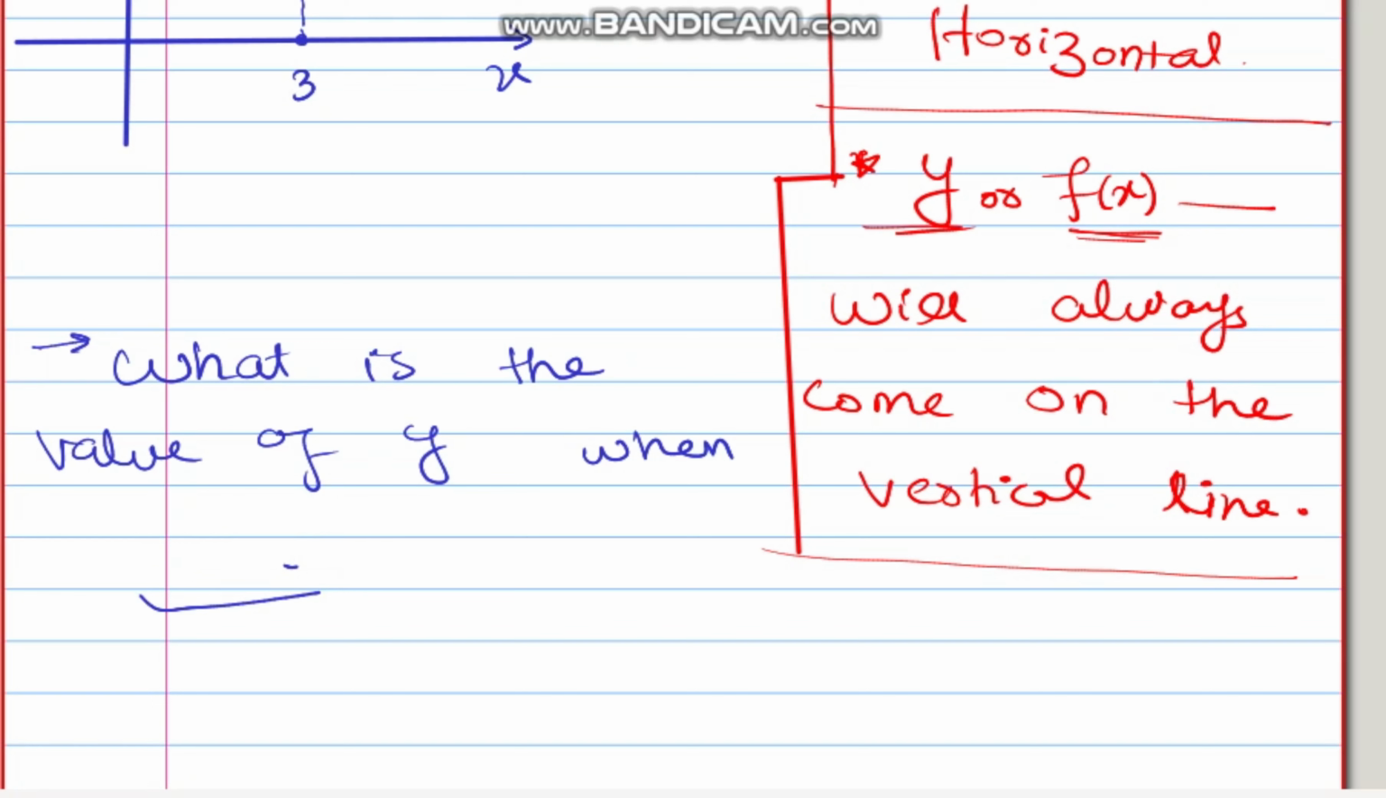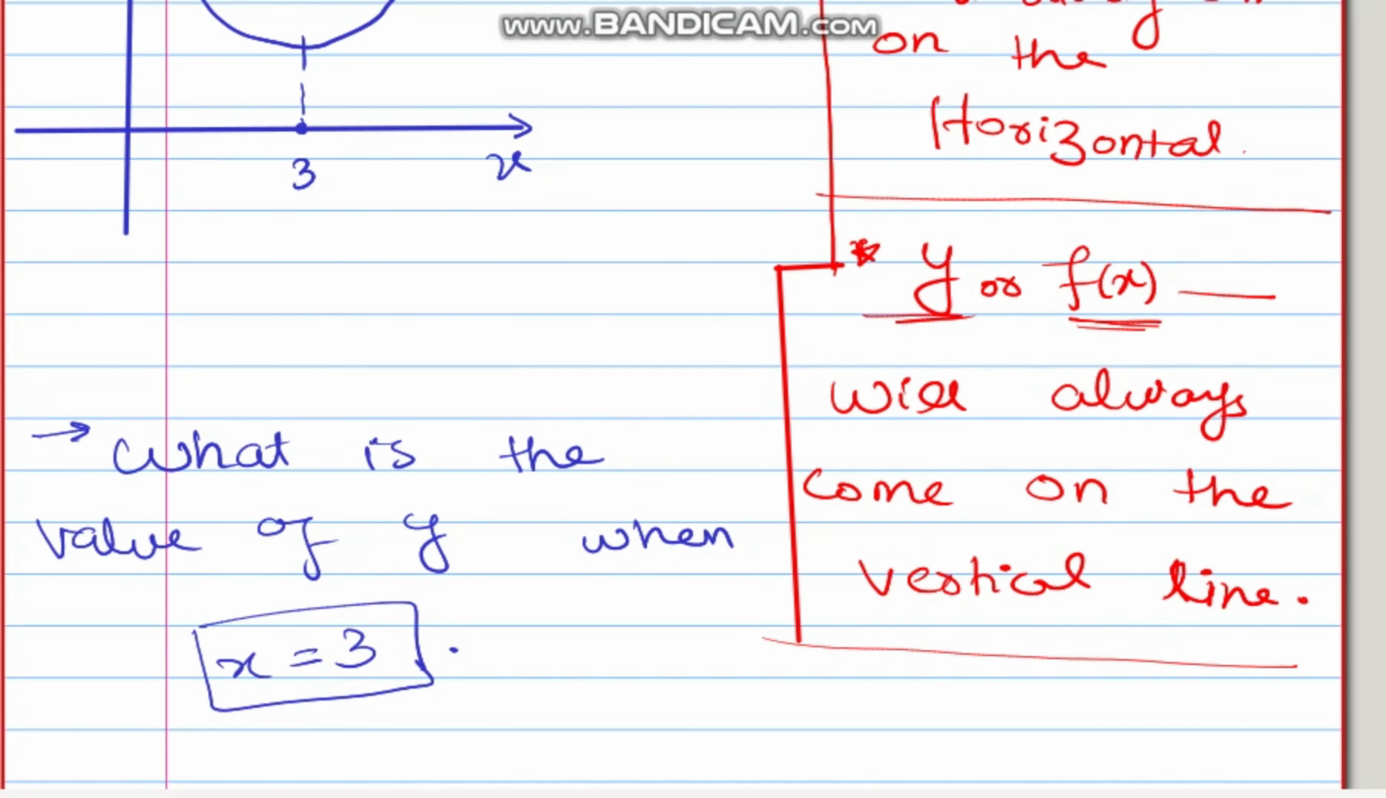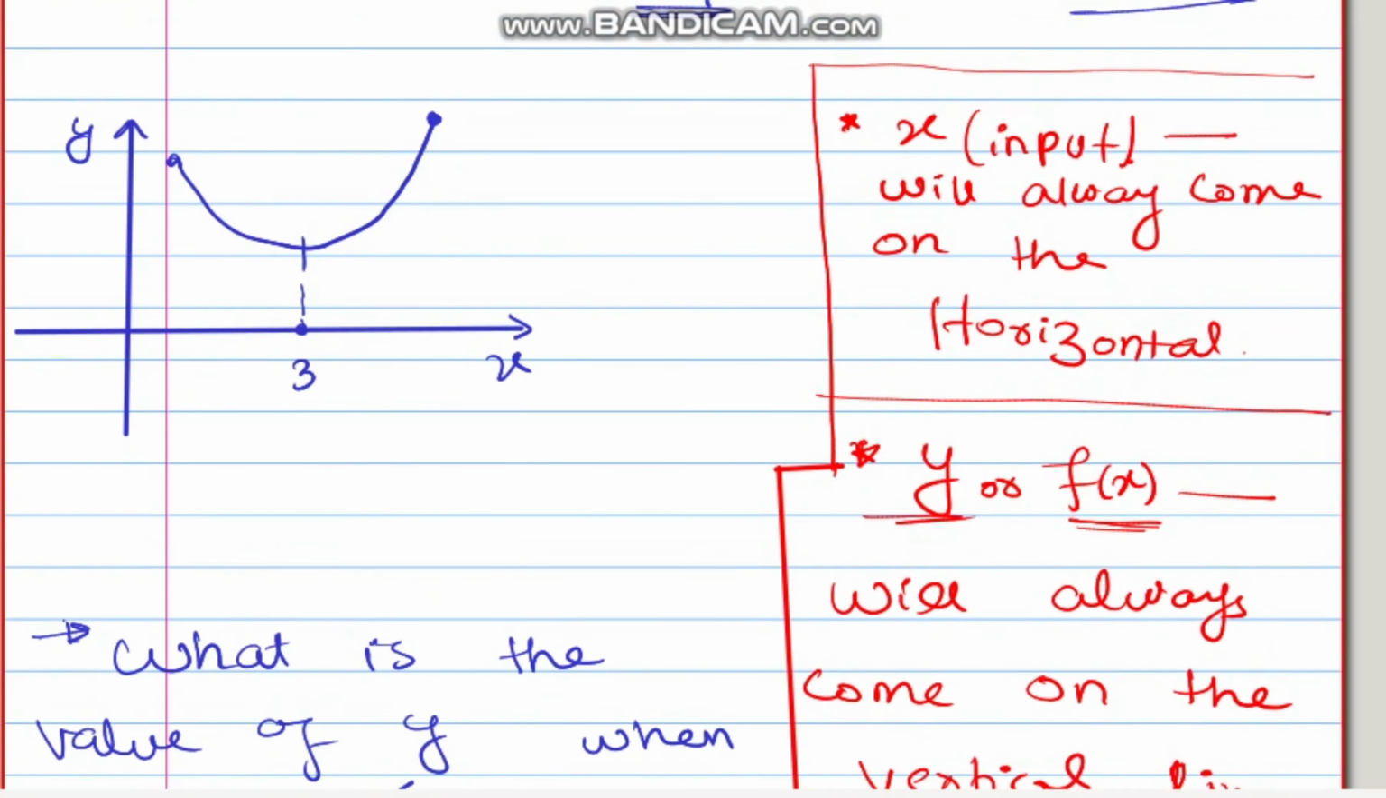It's a very important question because in the GD exam you have to find the value of y, and you will be given the x value. So the x value is given to us, which is 3. X is equal to 3. And what is the value of y here?